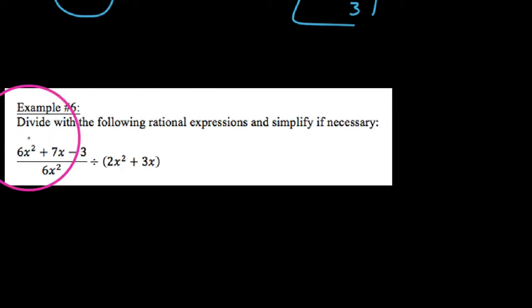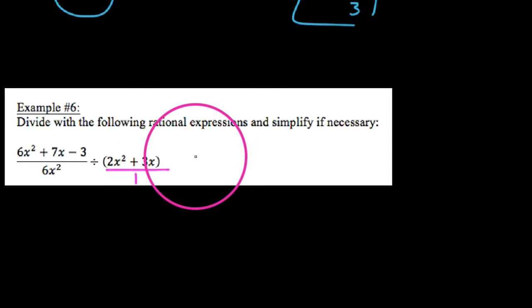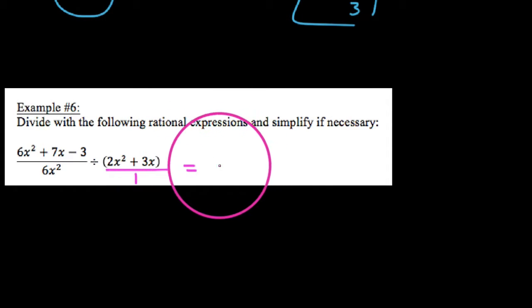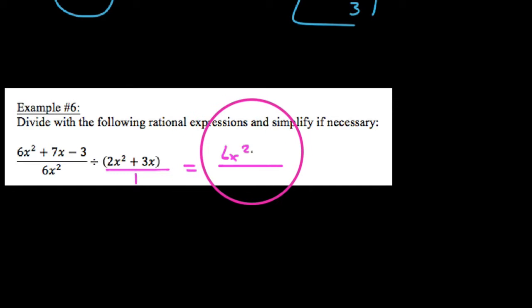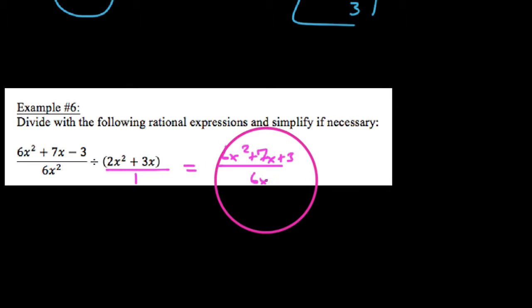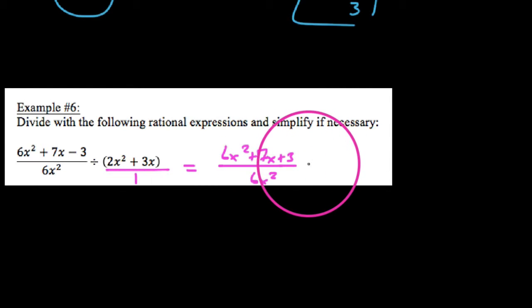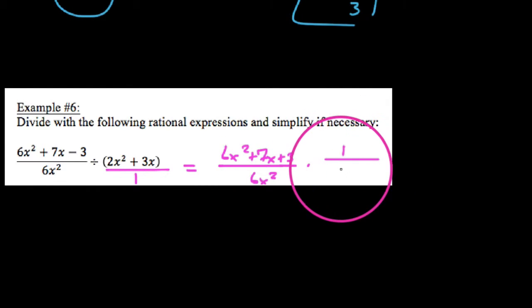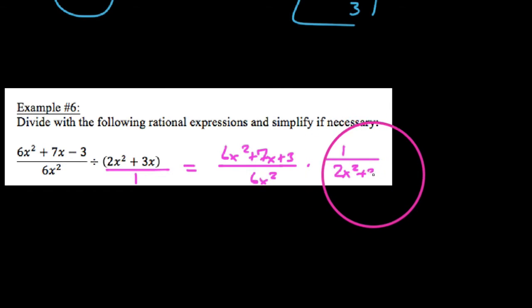So we're going to do this again. We're going to accomplish this task 2 more times. On this one here, notice that we're dividing a rational expression by what you would call a whole expression. What I want to point out is that we're going to have to interpret this as being over 1. Because when we rewrite this as multiplication by the reciprocal, we've got 6x squared plus 7x plus 3, this trinomial over 6x squared, and we're going to rewrite this as 1 over 2x squared plus 3x.